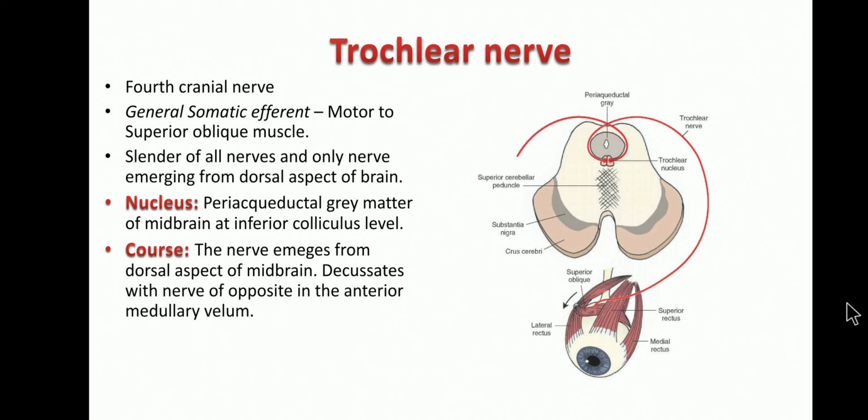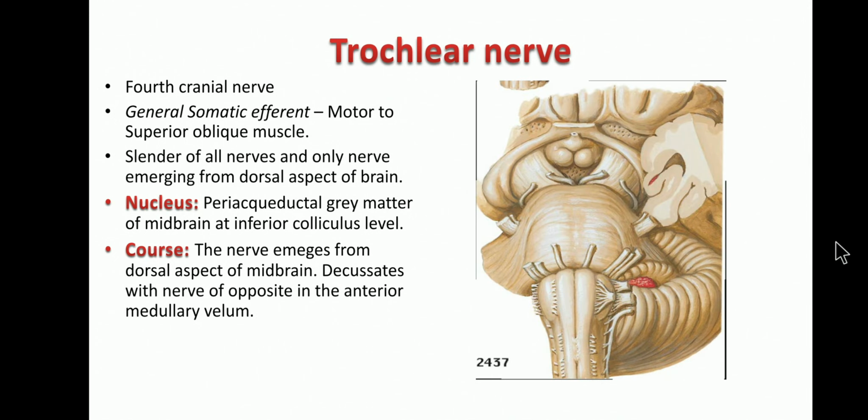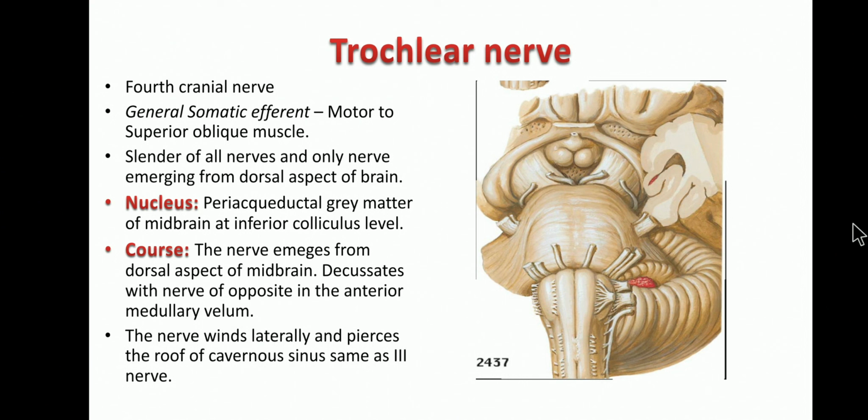So after its decussation, here you are able to see complete decussation, and then it actually travels laterally and then anteriorly. It comes forwards. So that is the trochlear nerve. Okay. So then what happens?